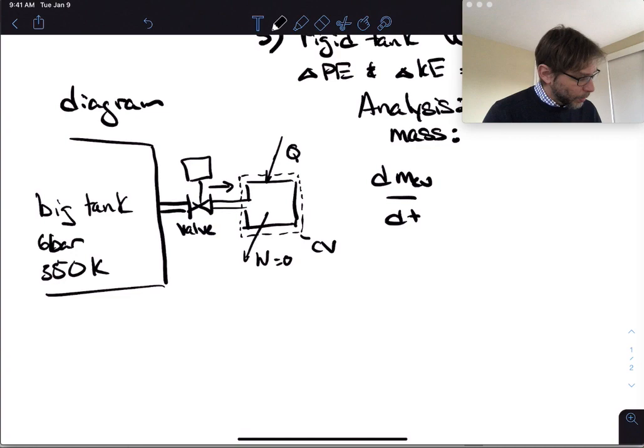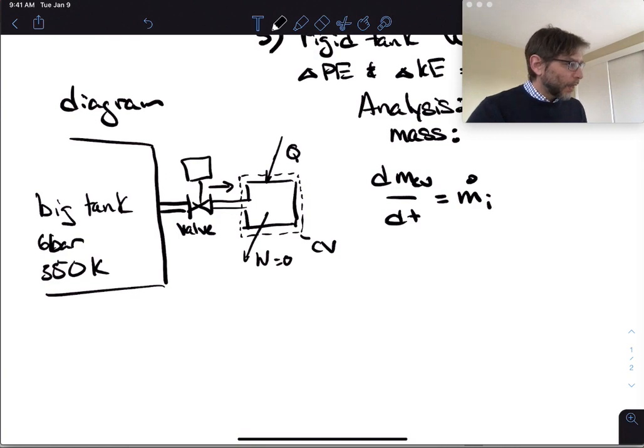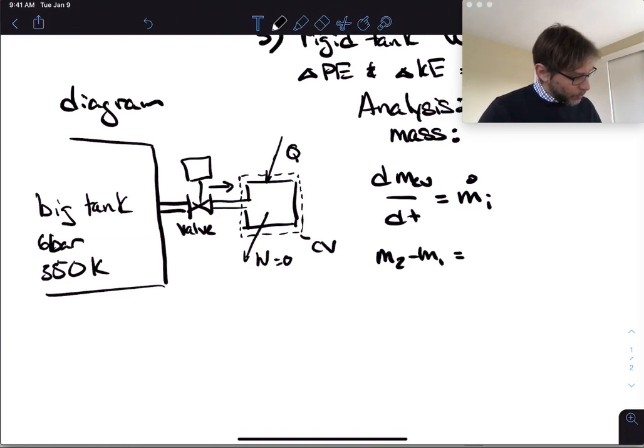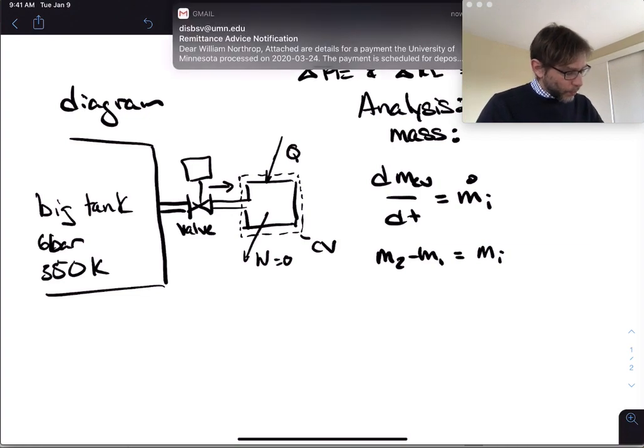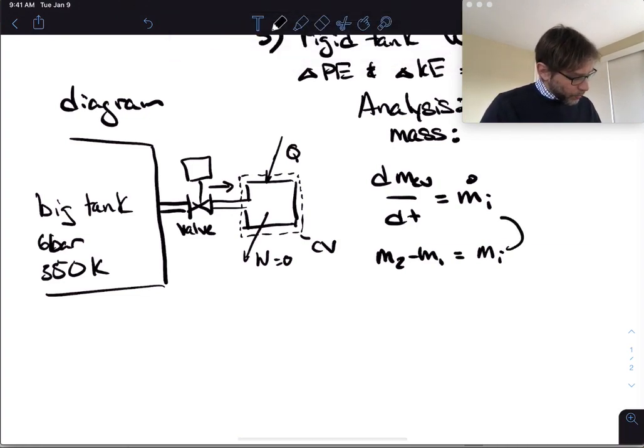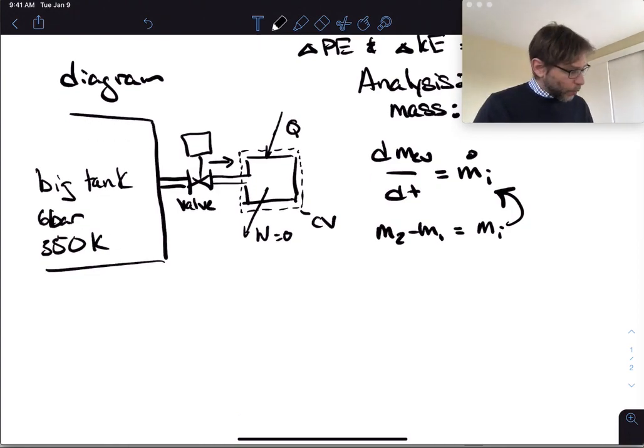For the mass conservation here, we're going to assume that dm_cv/dt is equal to m dot in, because essentially you've got the change in mass going in. So this is like m2 minus m1 equals m_i. If you take the rate of change, that's what this becomes. If we know how much is coming into this tank on a flow basis, we know what the inlet mass flow rate needs to be.